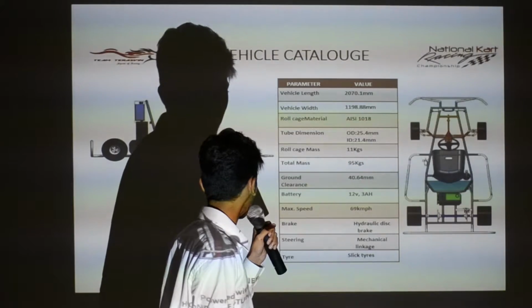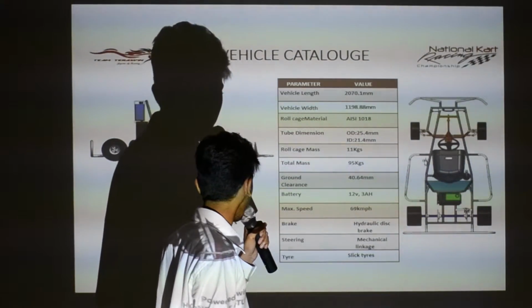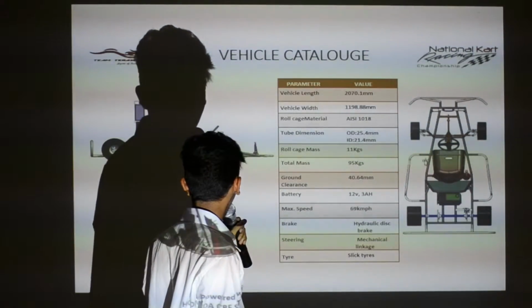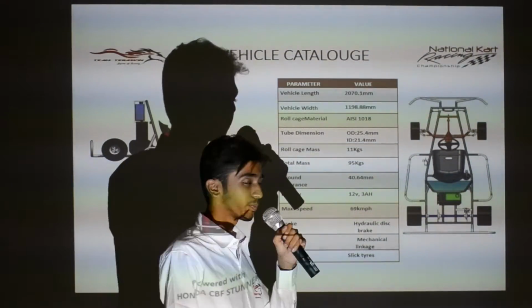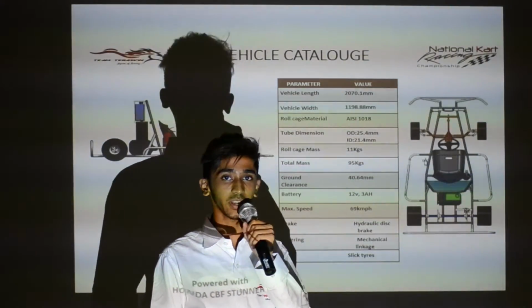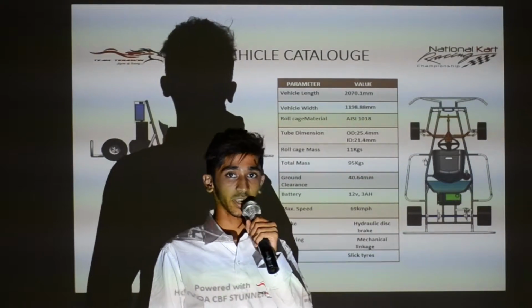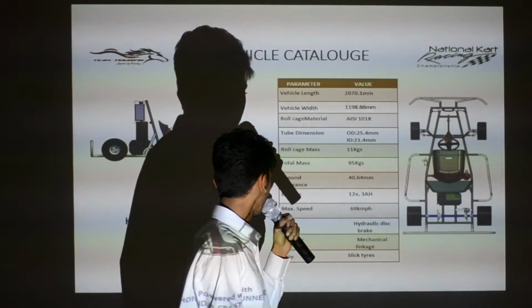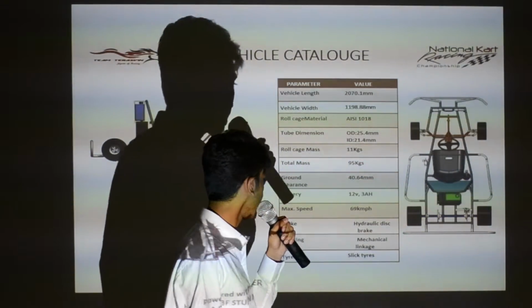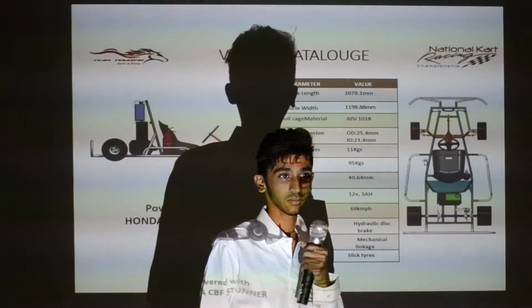Battery is a lead acid battery. Maximum speed achieved is 69 km per hour. Brake is hydraulic disc brake, and maximum speed is achieved by gear reduction. Next is the steering part. The concept of steering is Ackermann, and it has a 6-bar linkage. The tires we have used are slick tires.